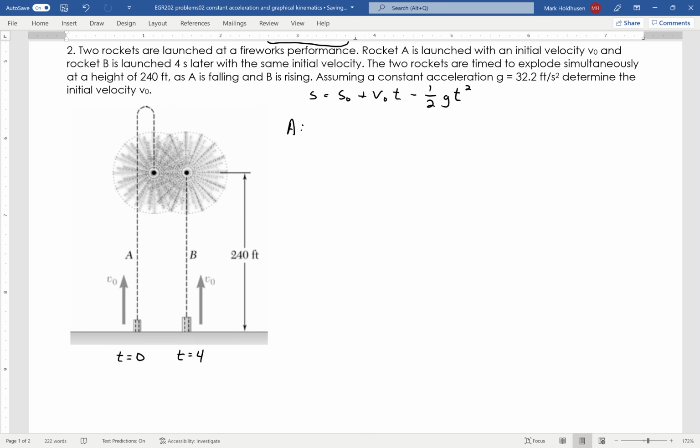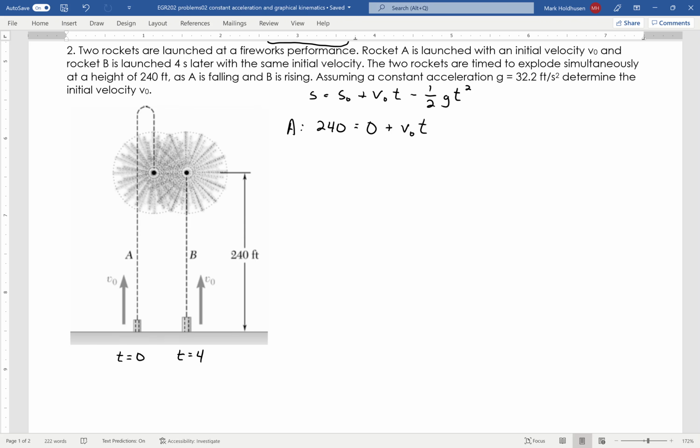Okay, and it goes up, starts falling back down. And again, I want the times to line up on this. So rocket A, again, I'm looking at the position at 240 feet. Its initial position is going to be 0. Its initial velocity, I don't know. I want to figure that out. Its time here, I'm going to call t. Basically, I'm calling that time 0. So this is what's going on at that point.